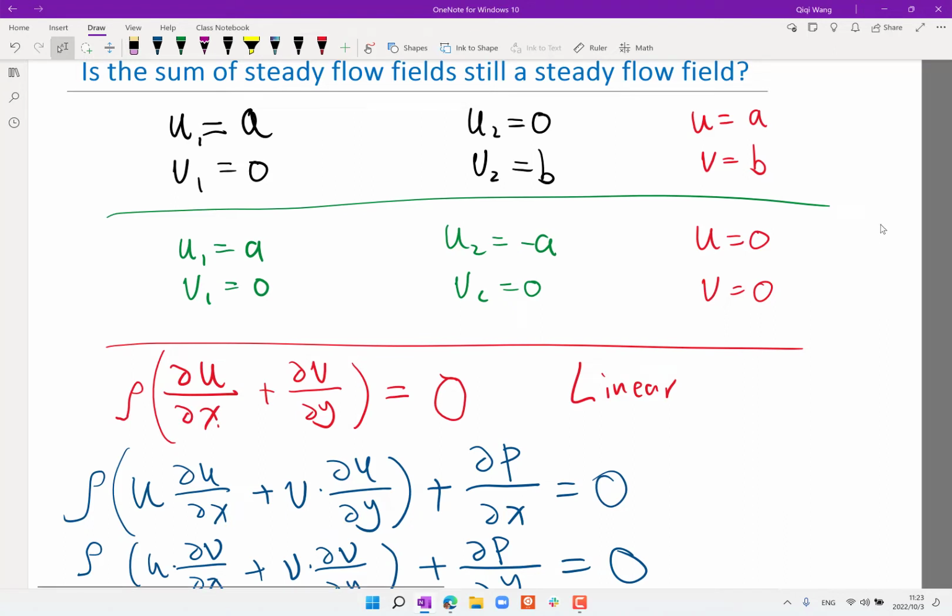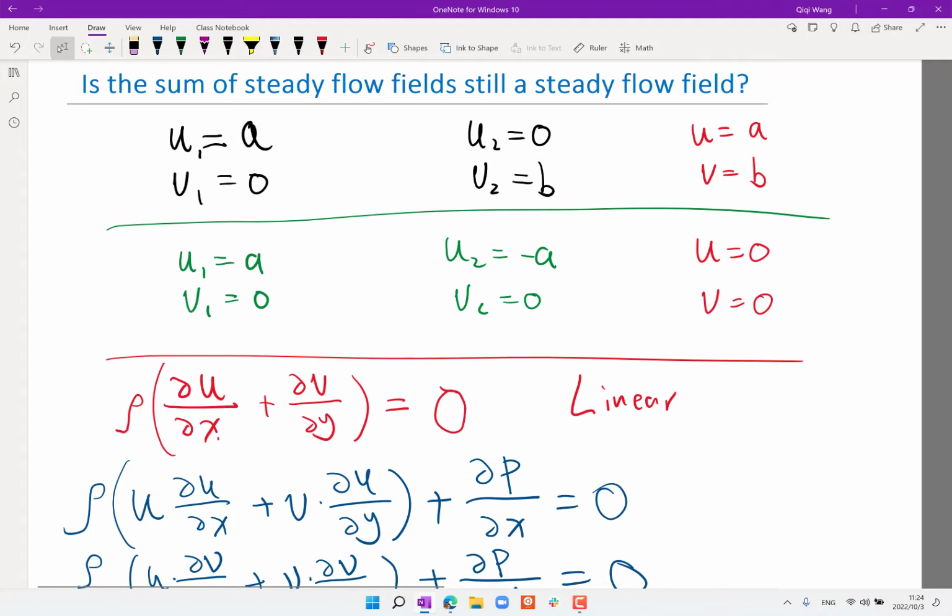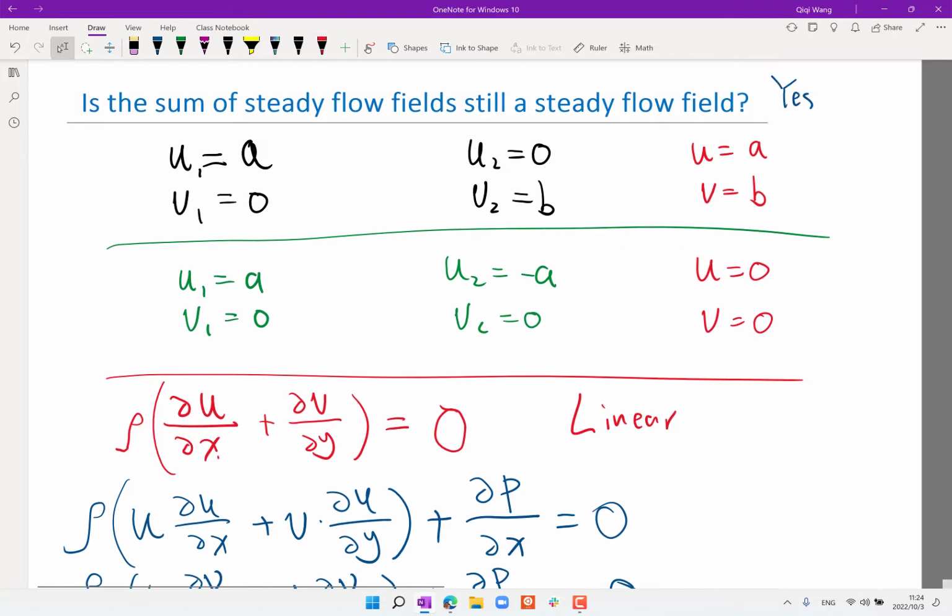Because vorticity is also linear with respect to velocity. If I have one flow field that has du dy equal to dv dx, another flow field du dy equal to dv dx, then the sum would also satisfy du dy equal to dv dx. So that means the answer is yes for incompressible and potential flows.